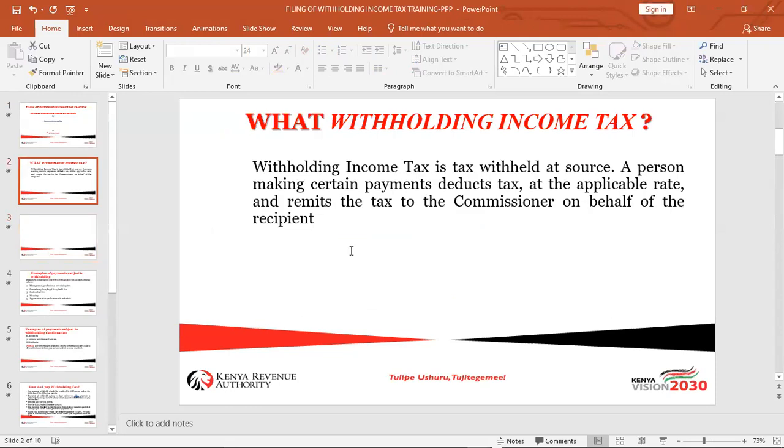Withholding income tax is tax withheld at source. So a person making certain payments deducts tax at the applicable rate and remits the tax to the Commissioner on behalf of the recipient. So the person who is paying another person is the one who withholds the tax and pays it to KRA. That is a very important point you should take.